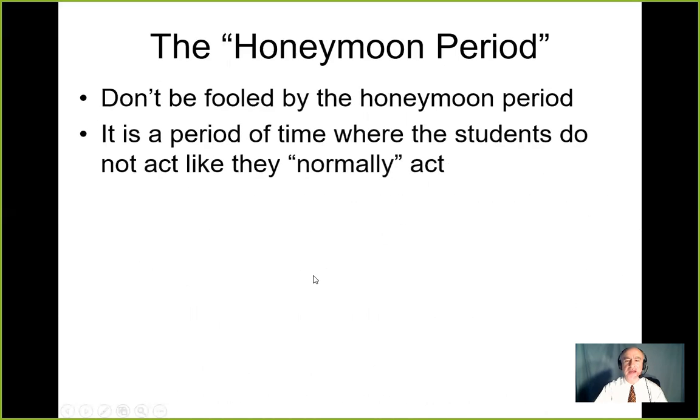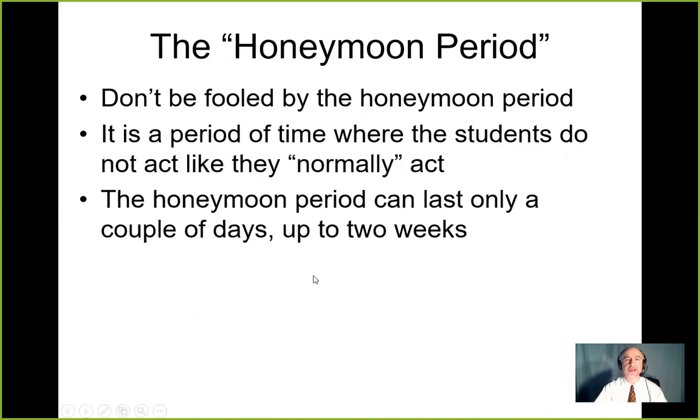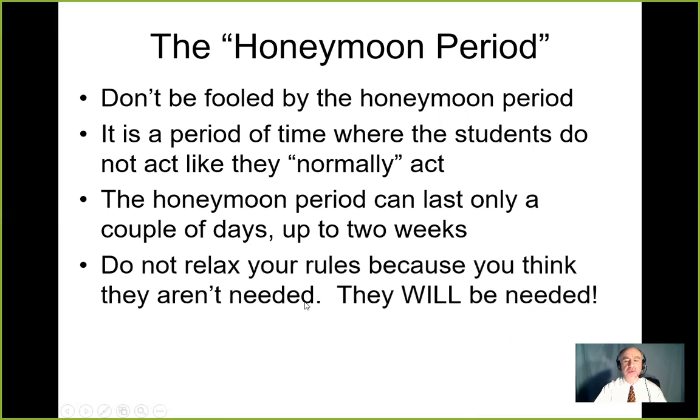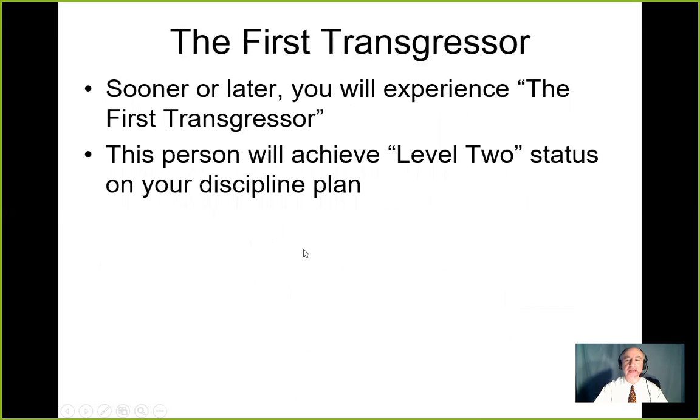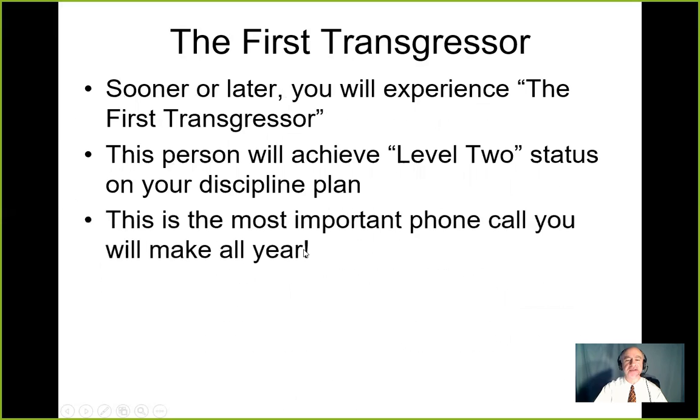Don't be fooled by the honeymoon period. It is a period of time when students do not act like they normally act. And the honeymoon period can last a couple of days, maybe all the way up to 2 weeks. So don't relax your rules because you're saying to yourself, wow, these students are so well behaved. I don't even really need to enforce my discipline plan. This will be needed because sooner or later you will experience the first transgressor. This person will achieve level 2 status on your discipline plan, and you will have to make that phone call.